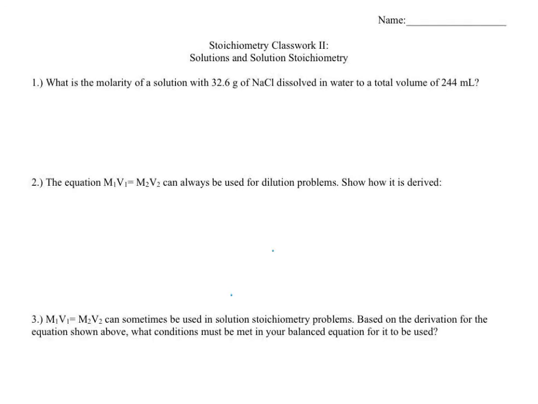Okay, building on some of the stoichiometry review we did in class, I'd like to go into a little review of some of the stuff we did with solutions and solution stoichiometry from that. Looking through this, a lot of this is going to have to do with molarity. Molarity is a measurement of concentration for solutions: moles of solute, the stuff that's dissolved, over liters of solution.